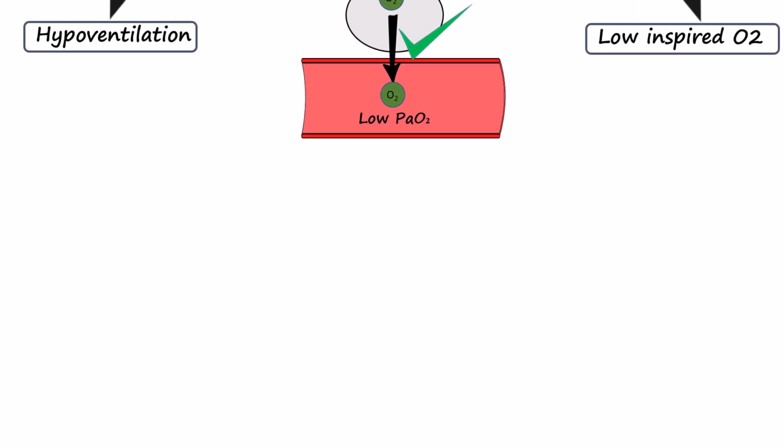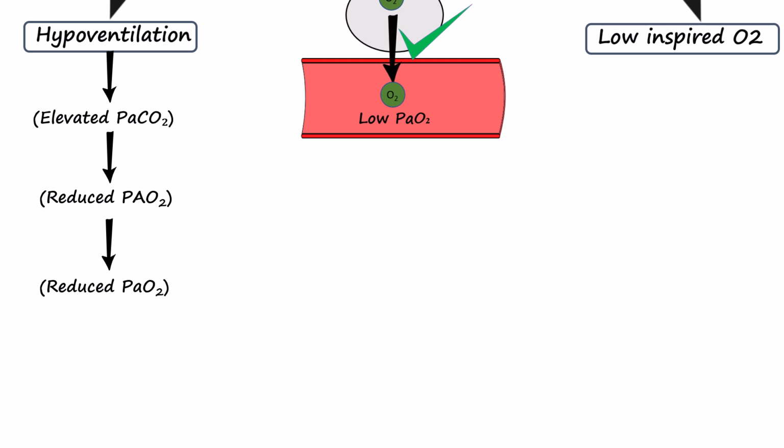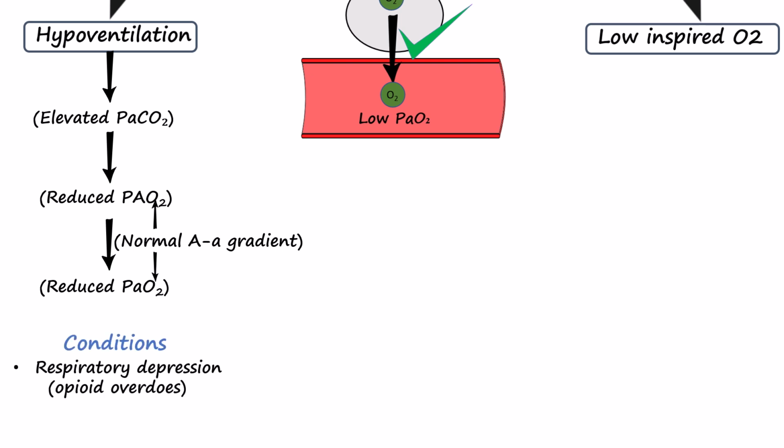In hypoventilation, the patient isn't moving enough air through their lungs, leading to elevated carbon dioxide levels, which displaces oxygen in the alveoli, reducing alveolar oxygen. The key feature here is that while both alveolar and arterial partial pressure of oxygen decrease proportionally, their difference remains normal because the lungs' oxygen exchange capacity remains intact. Common examples include opioid overdose, where respiratory drive is depressed, or neuromuscular conditions like myasthenia gravis that weaken breathing muscles.